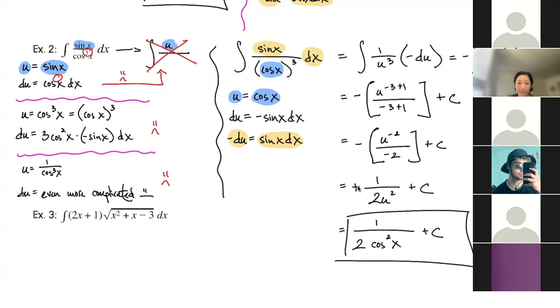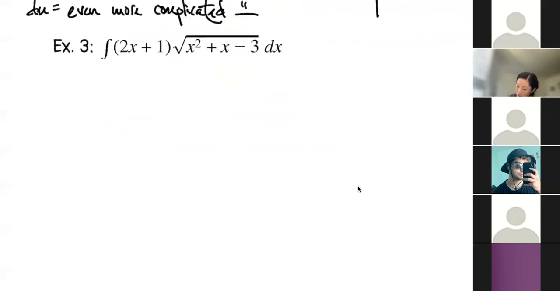All right, let's try one more here. So we've got the integral of 2x plus 1 times the square root of x squared plus x minus 3. Give me some choices for u. What might be a good choice? What could be a potential choice? Let's not even label them good or not good yet. What could be one choice for u? And what could be another choice?